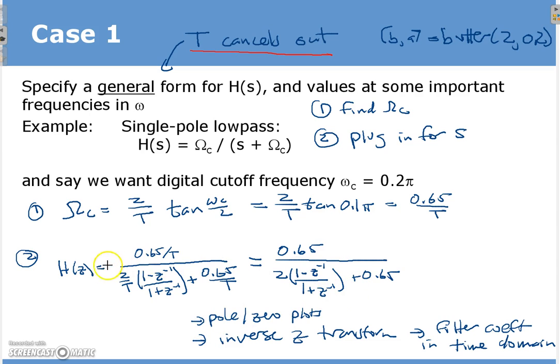Okay, once we have this H(z), we can do pole zero plots, we can do inverse z transform, and we'll get our filter coefficients in the time domain. Those are the b's and the a's that MATLAB gives you, or whatever language you choose to use.